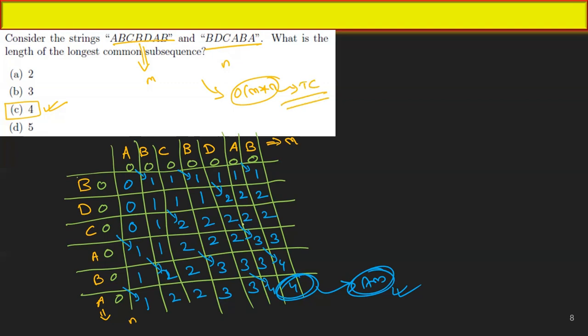Clear or not? Easy one, right? What about the space complexity? If they are asking about the space complexity also, you are storing all the elements. How many elements are you storing? You are storing order of M into N elements. So the space complexity is also similar, because you are storing all the elements for calculation purposes. Done or not? Just to confirm.